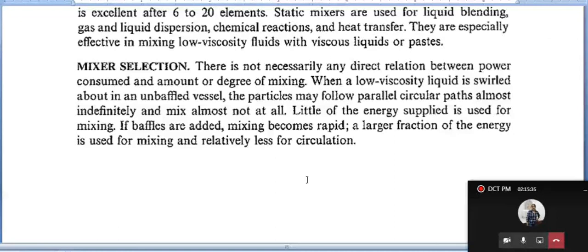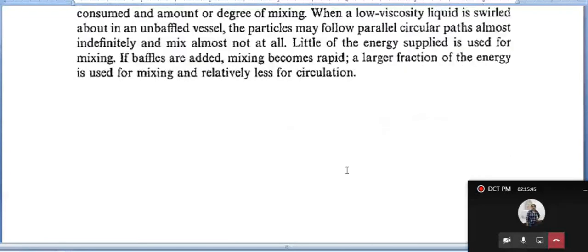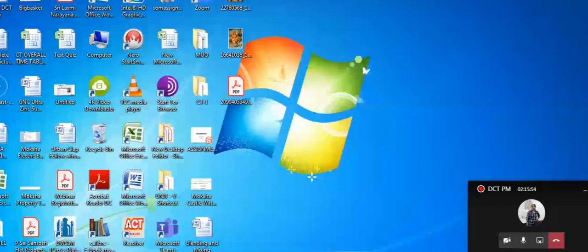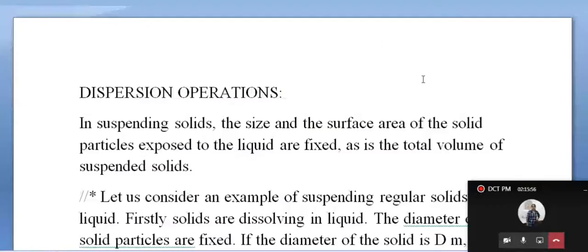So this is about the selection of the mixture. It did not give us any guarantee that what type of things we are supposed to use. But only with our experiments in the lab are we able to conclude what type of devices are used for this. Then this is the blending and mixing. Today only I am going to put it in a group. Then the next one we are supposed to see is the dispersion operations.